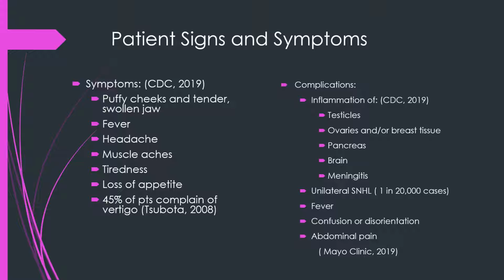So, some complications, I already mentioned some of these. Complications include inflammation of the testicles, ovaries, and or breast tissue, pancreas, brain, meningitis. Unilateral sensorineural hearing loss is another complication. So 1 in every 20,000 cases. So it's not as common. Again, it's just a complication if mumps gets out of hand and isn't treated. Fever, confusion and disorientation, and abdominal pain.